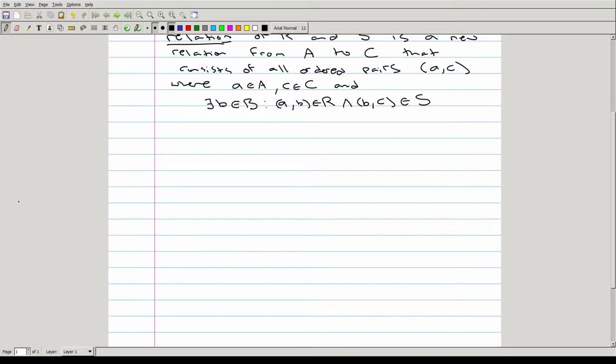And in terms of notation, we use a very similar notation to our function notation from before for composition of functions. It is going to be S composed with R. This is the notation that we're going to be using to denote the composition of two relations.